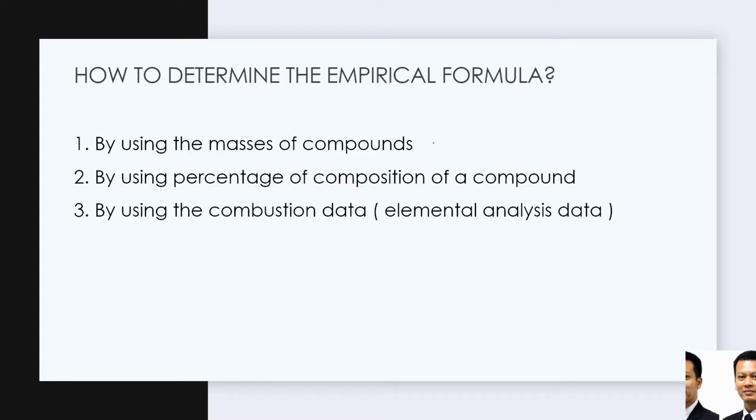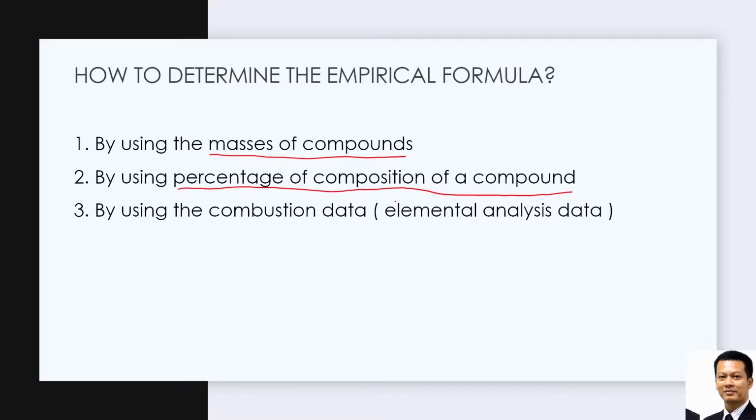So how to determine the empirical formula? There are 3 methods. You can use the mass of the compound, if it is given. You can also calculate if the percentage is given. There is no mass, but what is given to you is percentage only. Or using combustion data, when a sample is burned. But that sample must be either a hydrocarbon or an organic compound only, CHO or CH only. Carbon and hydrogen, or carbon, hydrogen and oxygen.